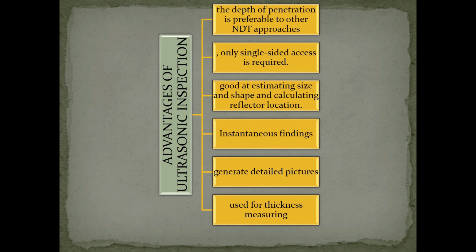The advantages of ultrasonic inspection. For fault detection and measurements, the depth of penetration is better than other methods. Second, when using the pulse echo approach, only single-sided access is required. It is quite good at estimating size and shape and calculating reflector location. There is very little component preparation required. Instantaneous results are provided via electronic equipment. Automated systems can generate detailed pictures. In addition to fault identification, it may be used for thickness measuring.